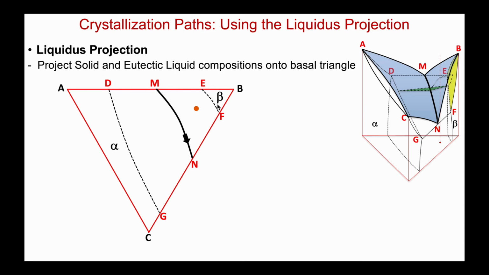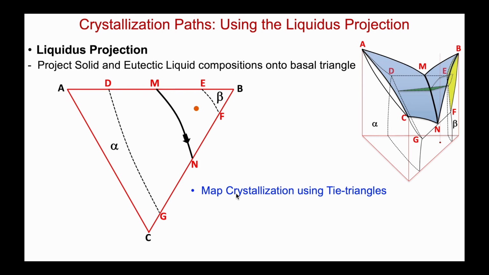So this is single-phase beta over here. All on this left side it's single-phase alpha, in between my solid-state two-phase region. And here is my liquidus projection, where I'm projecting that eutectic valley that runs from M down to N. Here's my overall composition, shown in orange.